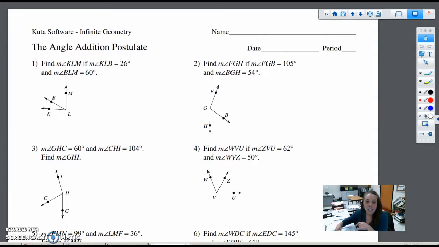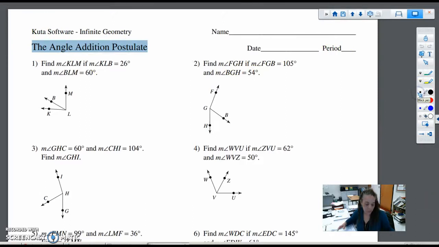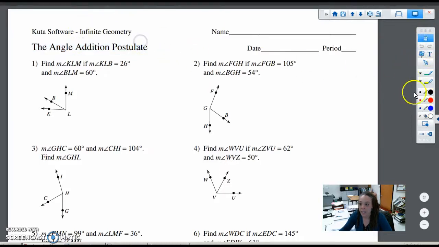So first thing here, this is taken from CUDA software online. You can Google CUDA software and look under geometry. You will find this page, the angle addition postulate, and that's what we're talking about today. So let's jump right into this. What the angle addition postulate basically says is that you can add different angles together to get their whole, or you can subtract from the whole to get a part. So that's what we'll be doing today in this video.